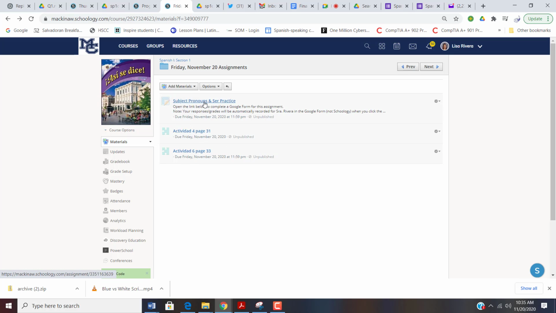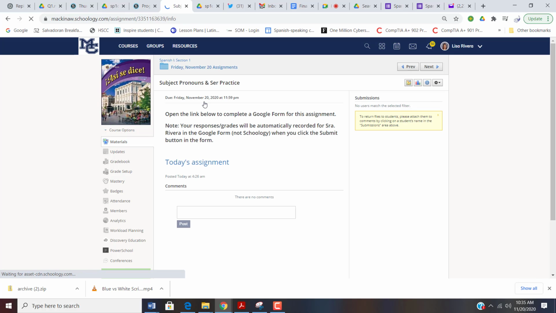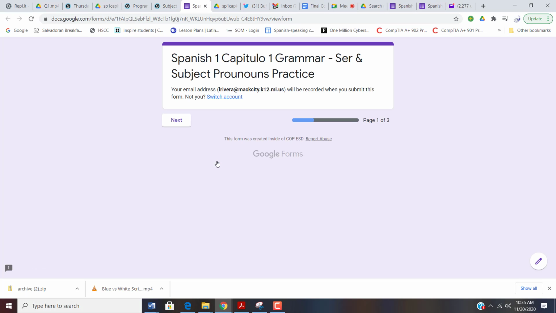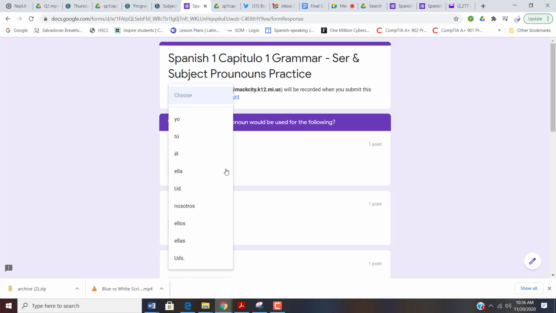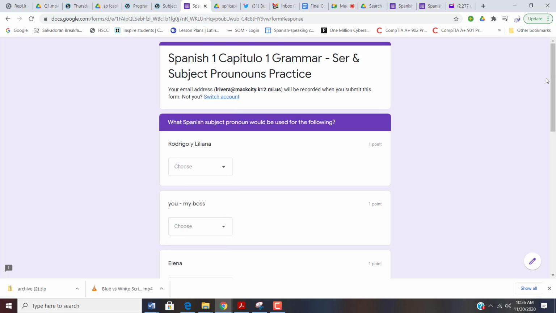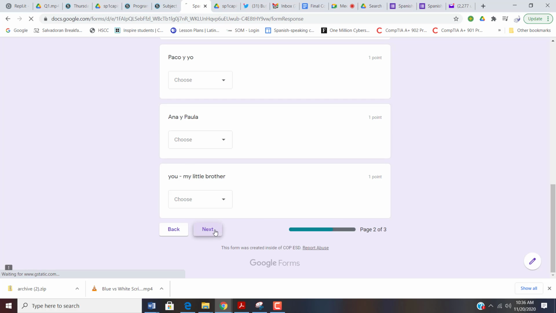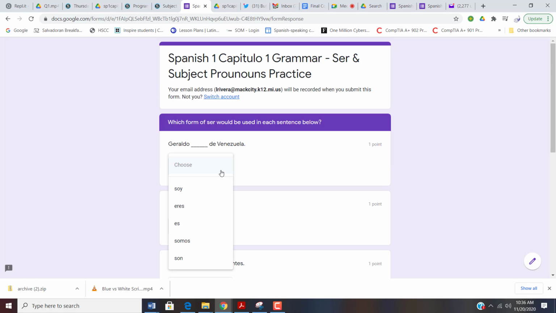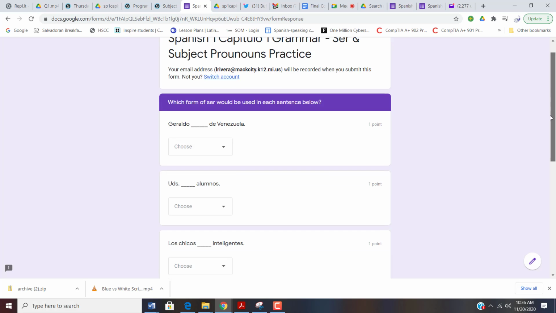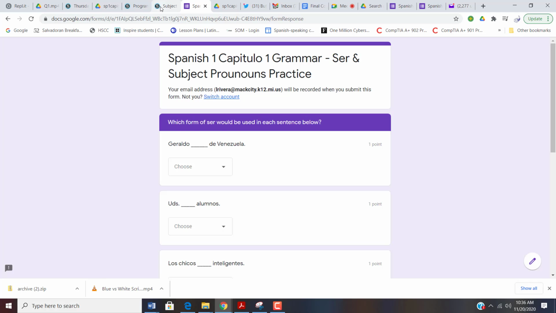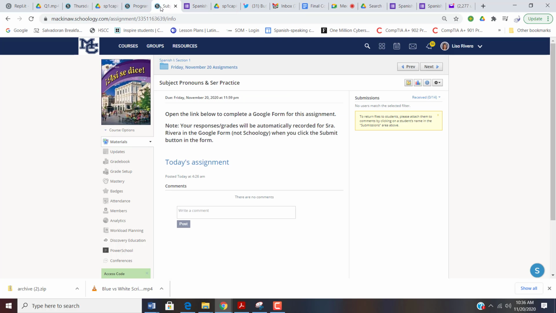Okay, last thing you're going to do is a Google form. So you'll open up the subject pronouns and SARE practice link that's in this folder. This one's a little bit different because Google Forms can't go into Schoology very well, so I have a link to that. It'll open in a new tab. You'll open it up, and it'll have the questions. These are multiple choice. You're going to do subject pronouns for the first part, so we're just substituting these people's names with subject pronouns, and the second part is practicing with SARE. So it's either going to be soy, eres, es, somos, or son. You're going to look at the sentence and figure out what form of the verb is. Then when you're done, you click the submit button.